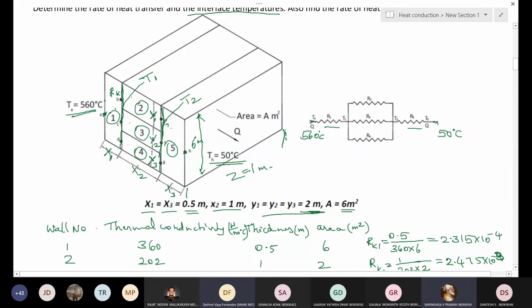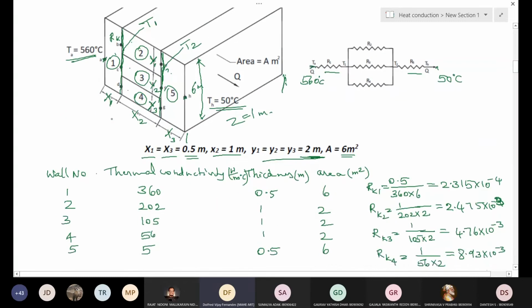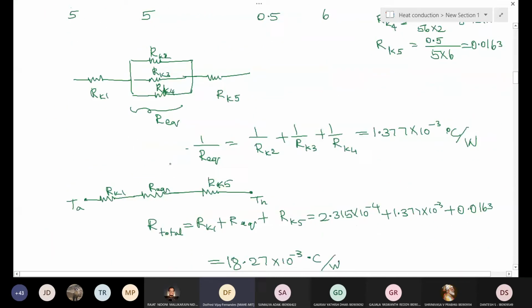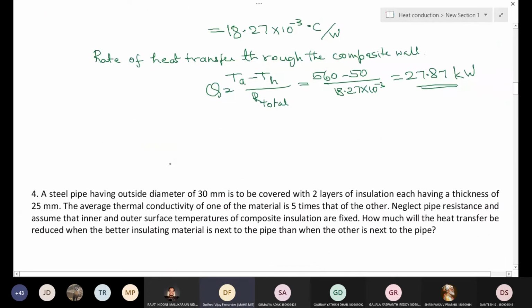553.54. So you know the resistance of the first wall, and you know the rate of heat transfer. Because we are solving this steady state problem, all the heat passing through the first wall is the same as the combined heat transfer through the second, third, and fourth walls, and that is equal to the heat transfer through the fifth wall.